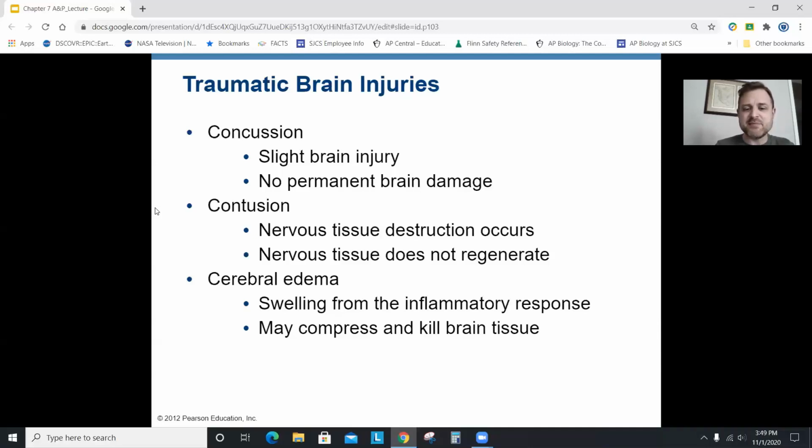A cerebral edema just means a swelling. This would be if you have a pretty serious head injury and you get swelling on the brain, which initially you might not even realize you have a problem, but if the swelling continues, it compresses the brain, puts pressure on the nervous tissue, and it can cause nerve cells to die. So a cerebral edema can be very, very serious.